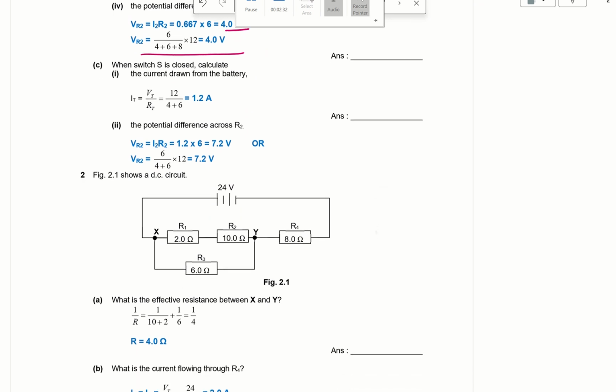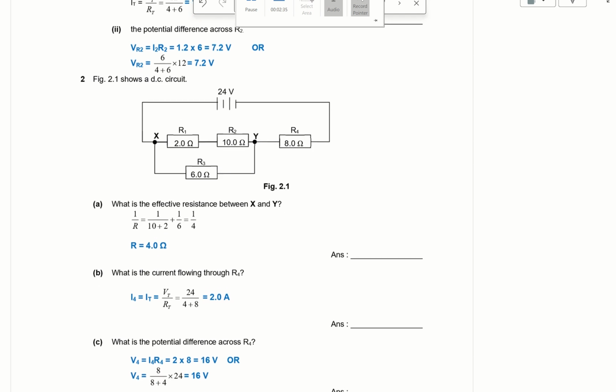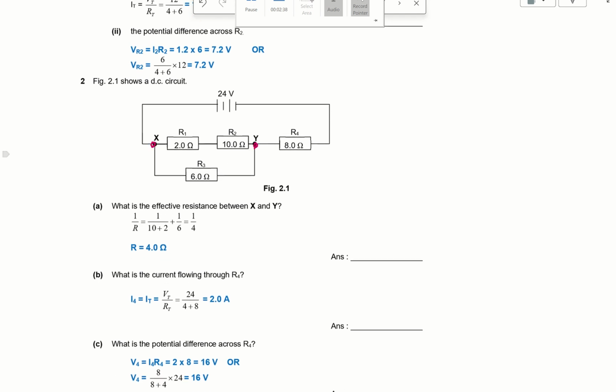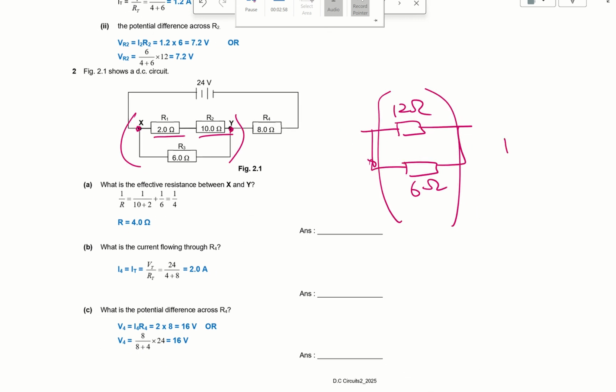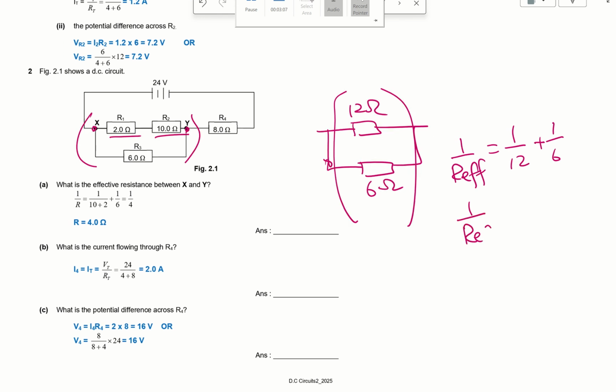Okay. So let's go to question 2. What's the effective resistance between X and Y? So X and Y, I will just draw X and Y out. It will actually form a 12 ohm. How do I get 12 ohm? Because 2 and 10 is in series, so I can add them up. So this is parallel to 6 ohm. And then if I apply the parallel formula, 1 over REFF equals to 1 over 12 plus 1 over 6. I'll get 1 over REFF equals to 3 over 12. Therefore, REFF equals to 4 ohm.